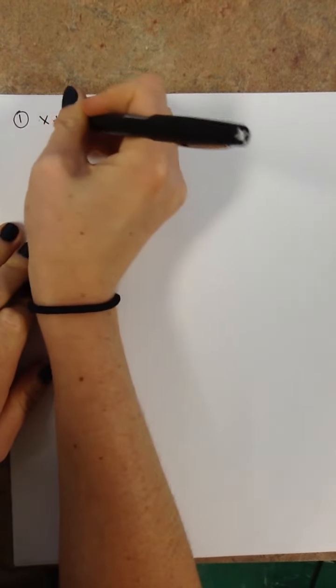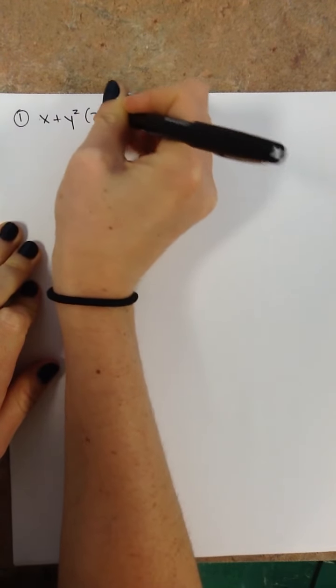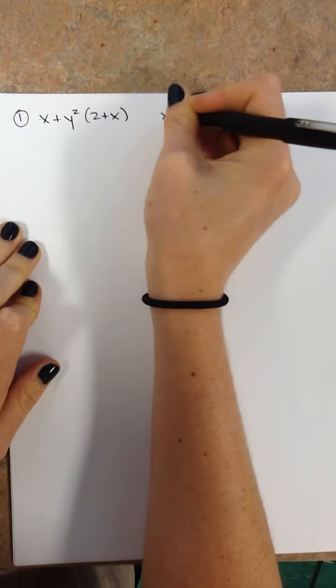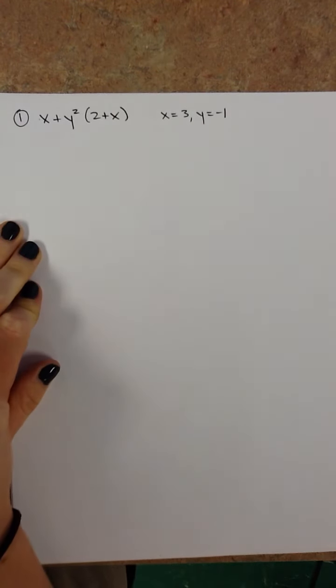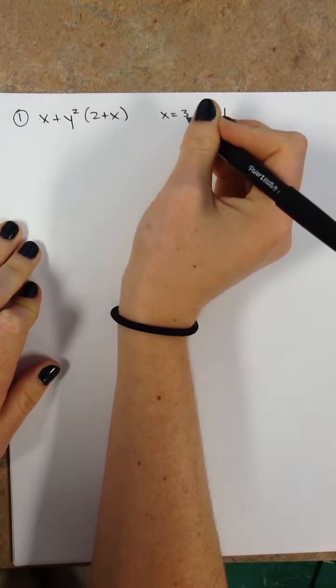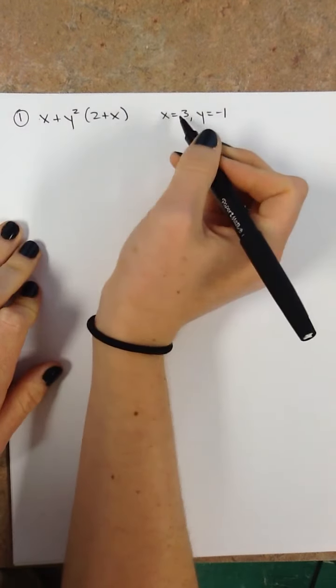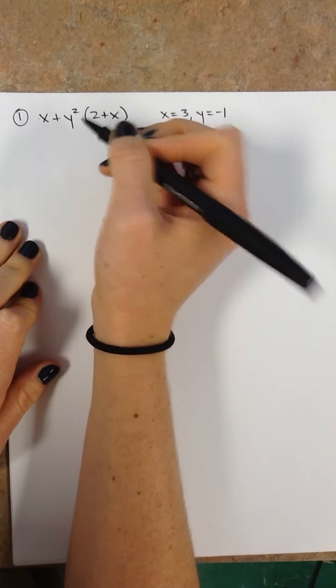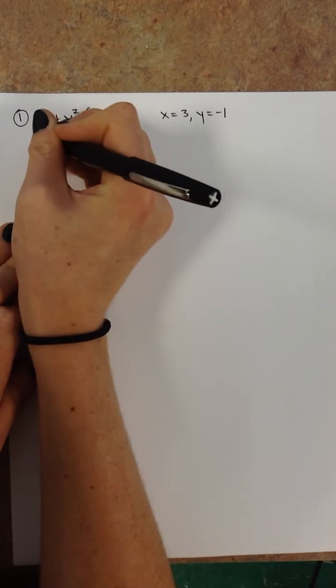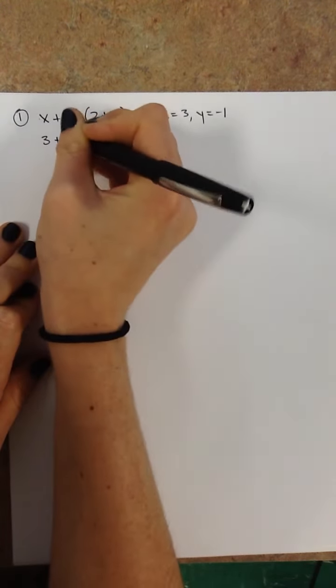Here is the original, and then they give us our values of x equals 3 and y equals -1. What you do for these is take the values and plug them in. Everywhere you see an x, you plug in the 3, right here and right here. Every time you see the y, you plug in the -1. Let's rewrite this with the numbers plugged in.